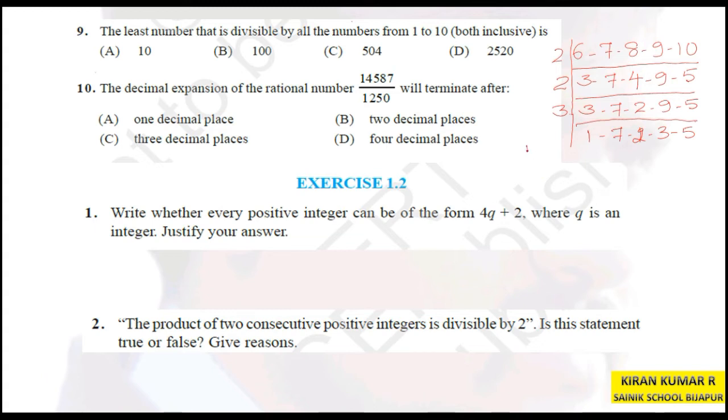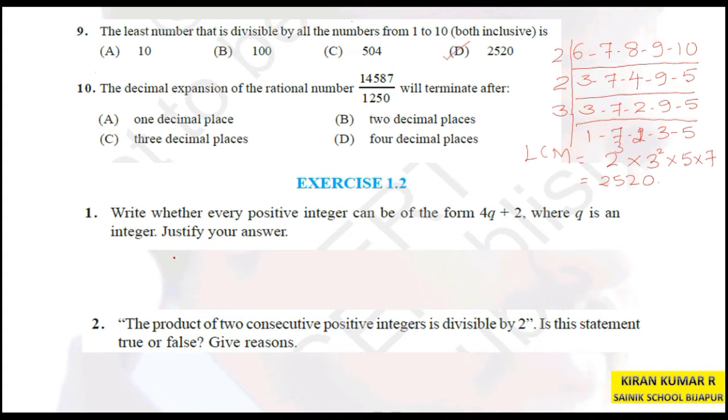Now the least common multiple is 2 cube multiplied to 3 square multiplied to 5 multiplied to 7, and this product will be 2520. So the right answer is 2520.